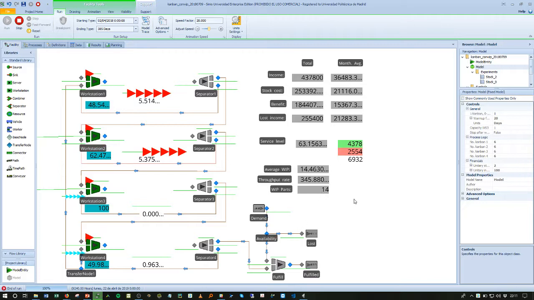Okay, so in the next video, I will explain how you can modify the parameters of this model and play with it and get results.